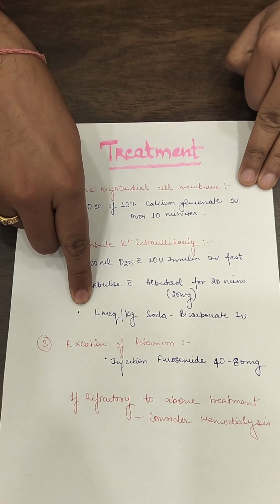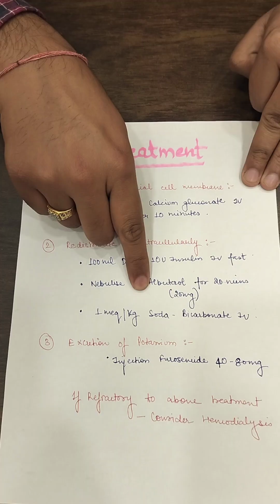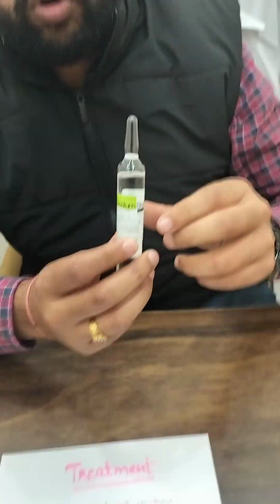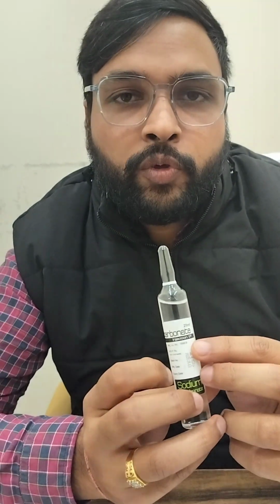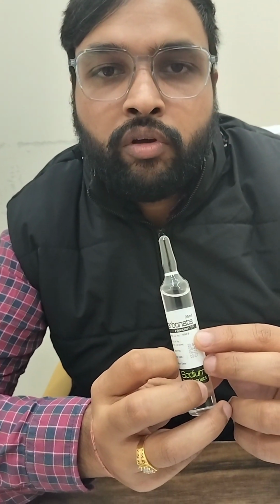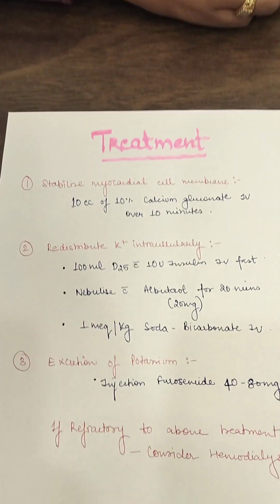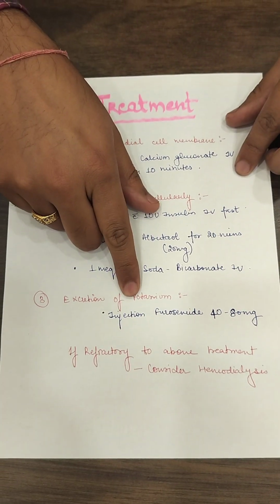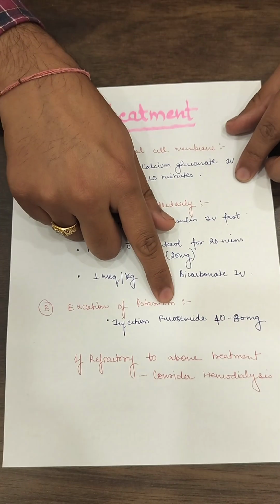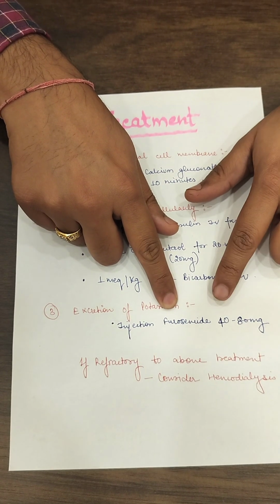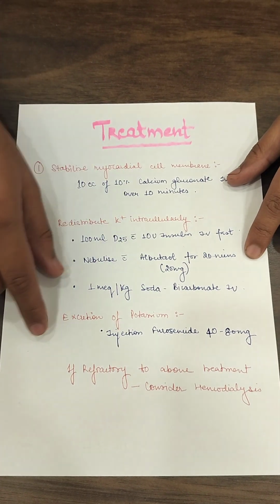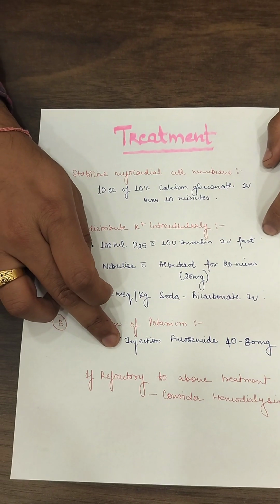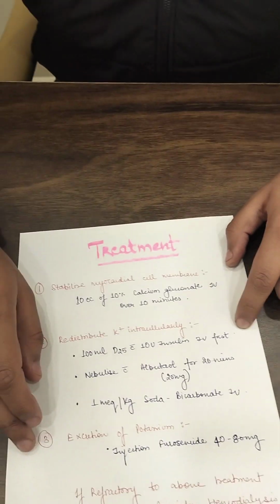In case of severe acidosis, we give soda bicarb 1 milligram per kg IV push. This is also given fast. This is a soda bicarb 25 ml ampule. This we give IV push. Then the third step is excretion of potassium, which we do with the help of Lasix, also known as furosemide. 40 to 80 mg Lasix we give IV push. In case of refractory hyperkalemia, we consider hemodialysis.